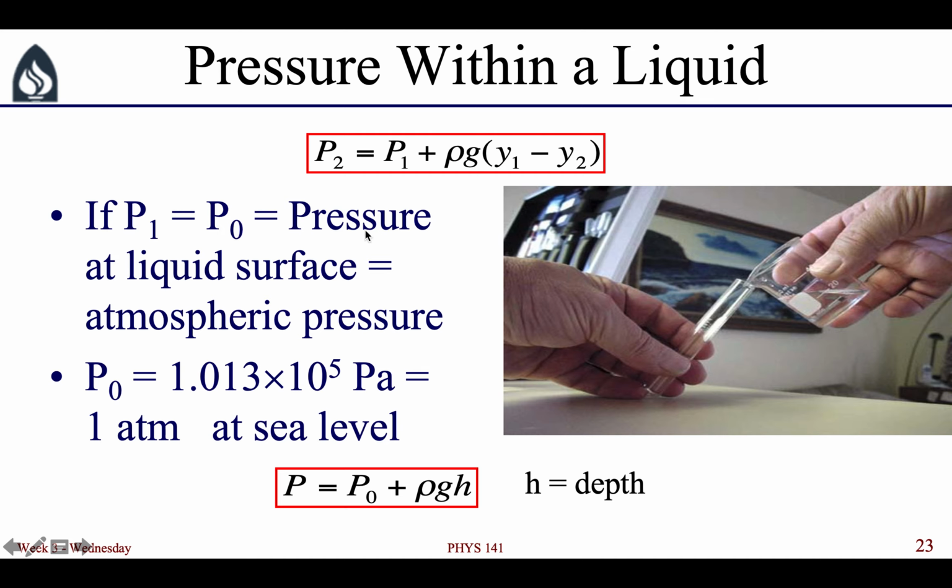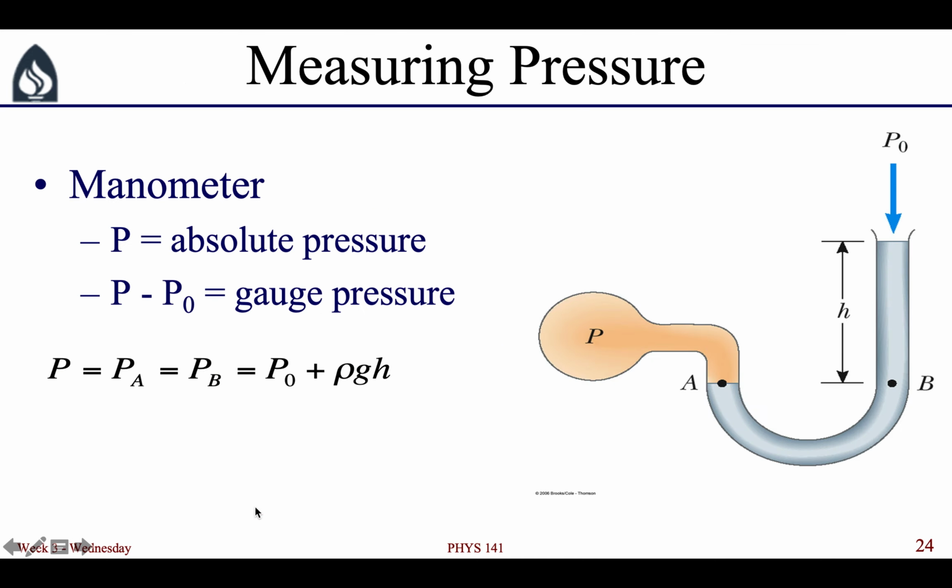So we can use that to rewrite this expression. If we're looking at the special case of wanting to know the pressure at some depth inside a liquid, we can take the atmospheric pressure plus rho gh, where h is the depth that we're interested in finding the pressure, and then that will give us the pressure at that depth. So we can use these facts in order to come up with useful devices for measuring pressure.